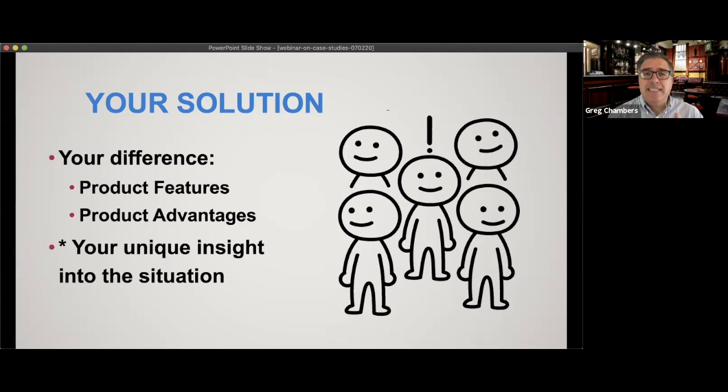Most of the time when we're building case studies for people, the thing that really sets them apart is not necessarily their product itself. In many ways, especially when we deal with lawyers, a lot of what they do is about the same. The difference is that they have unique insights into what the actual situation is. And I'll give you a for instance.